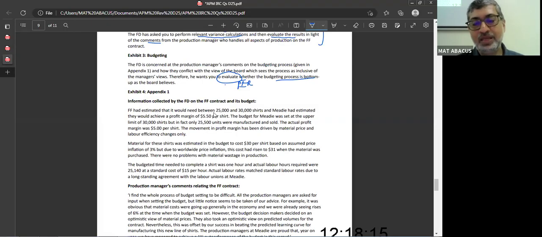FF had estimated that it would need between 25,000 and 30,000 shirts. And MEDI had estimated they would achieve a profit margin of $5.50 per shirt. The budget for MEDI was set at the upper limit of 30,000 shirts, but in fact only 25,500 units. Very clear. Yeah, was set at the upper limit.